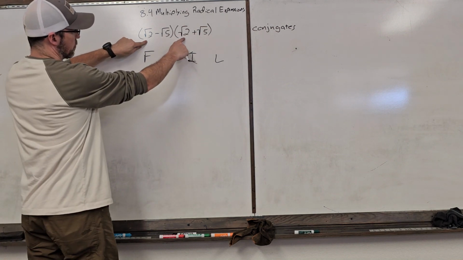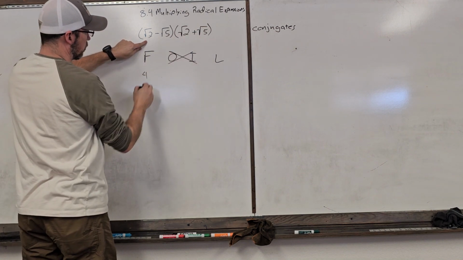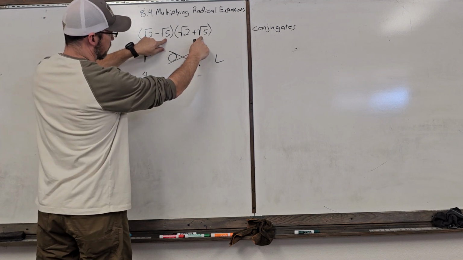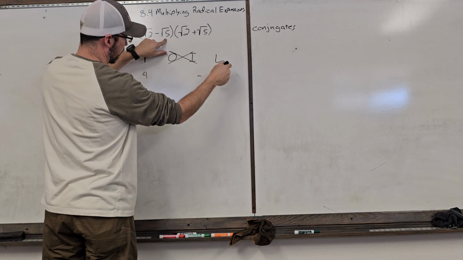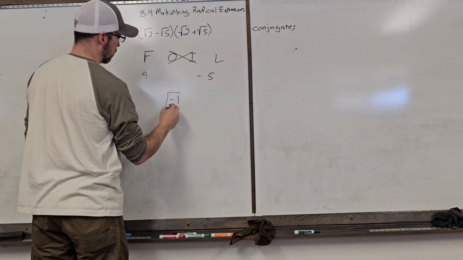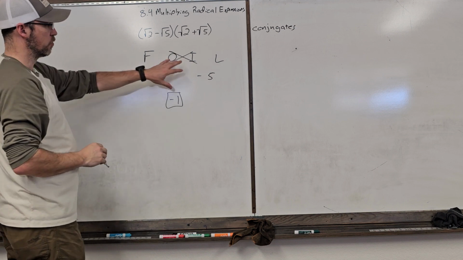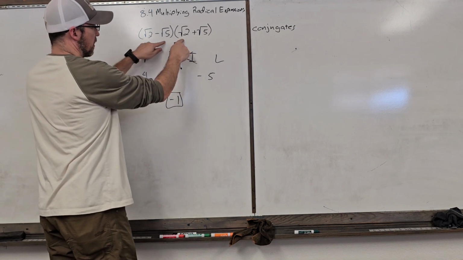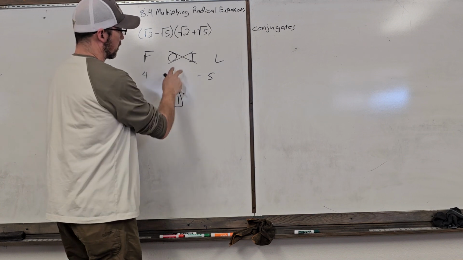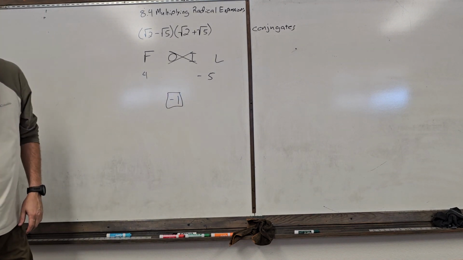So square root of 2 times the square root of 2 is 4. Negative times a positive is a minus. The square root of 5 times the square root of 5 is 5. 4 minus 5 is negative 1. Alright? If you do the outside times the outside and the inside times the inside, you'll still get the same answer, you just have extra work. They'll cancel each other out every single time.